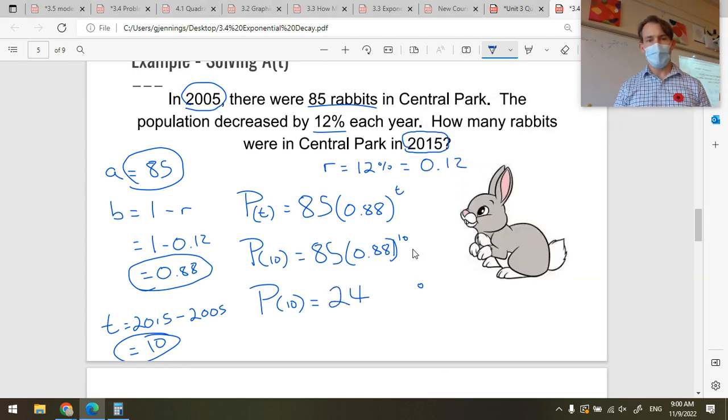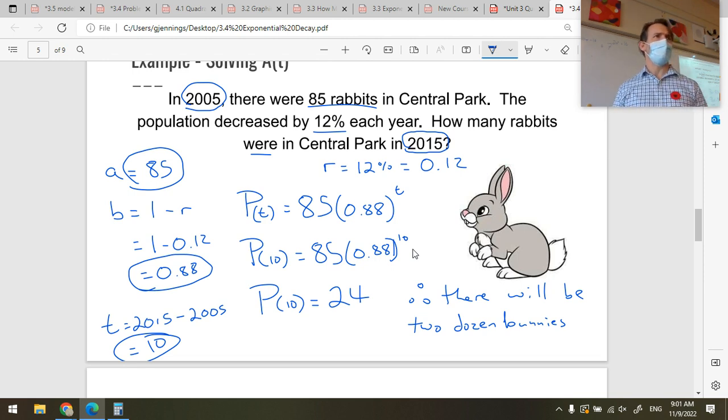So then we'll finish with, therefore, there will be 24 bunnies. Or I suppose we should say there were, because this is actually we're in 2022 now. But this is not an English class. I can use the wrong tense if I want. Maybe I have a time machine. Who are you to tell me what's correct? There will be 24 bunnies in 2015. Done.